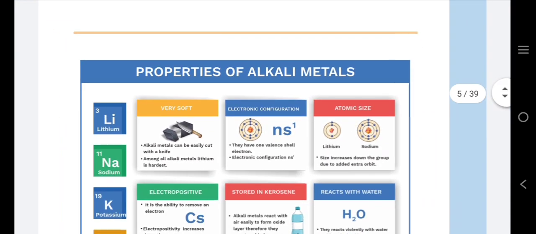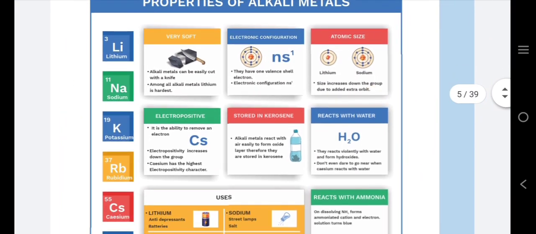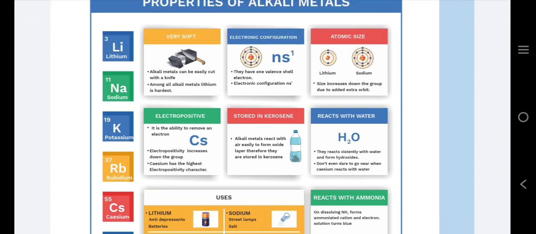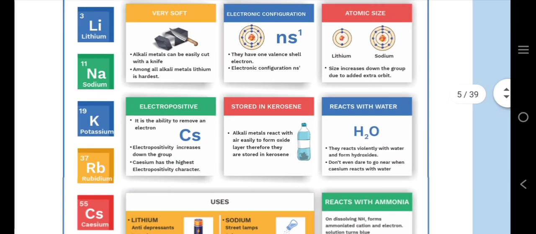Properties of alkali metals. They are very soft. Alkali metals can be easily cut with a knife. Among the alkali metals, lithium is hardest. Electronic configuration. They have one valence shell electron. Electronic configuration is ns1. Atomic size. Size increases down the group due to addition of an extra orbit.